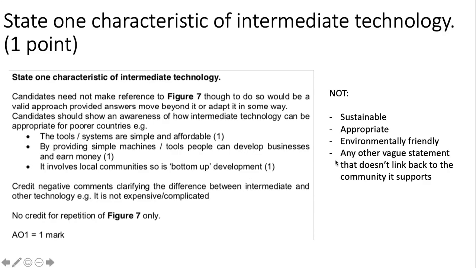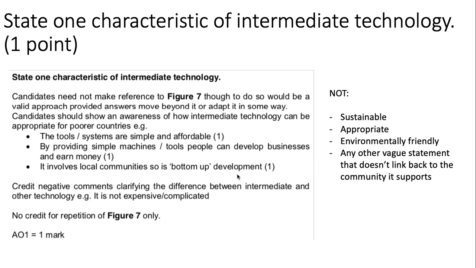So, continuing with intermediate technology, one characteristic of intermediate technology. I saw lots of the definition of intermediate technology, that it is sustainable, small scale, and appropriate for the needs of the local people. What we're really looking for is that they are simple and affordable, because that's what makes them appropriate for the needs of the local people. That they can allow people to develop businesses or to earn money, or that it involves the local community.